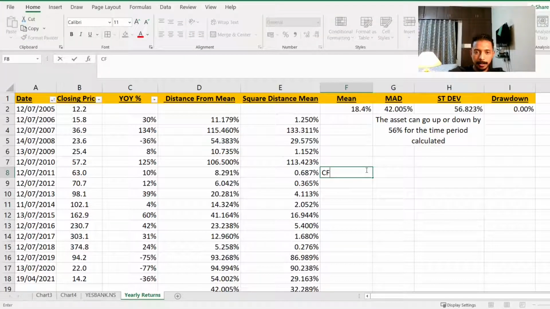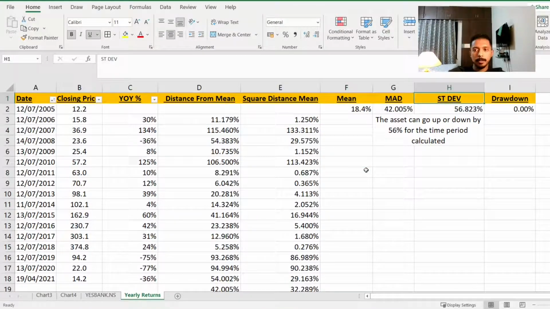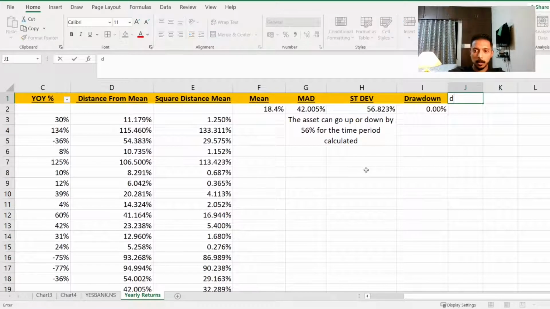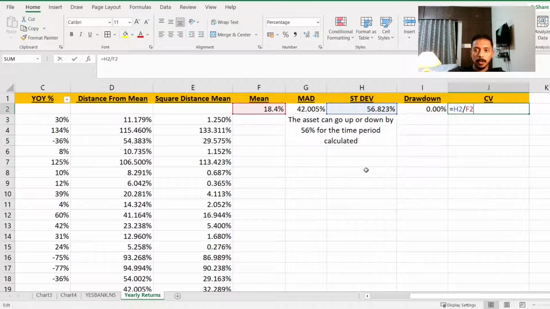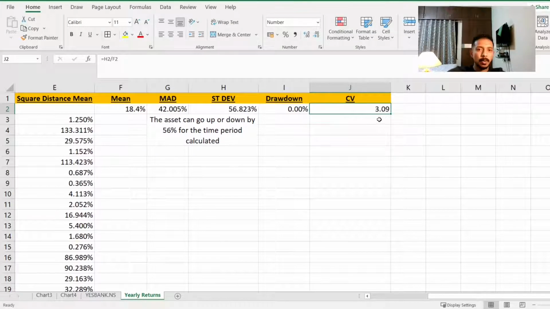I'm going to keep it on the right side itself, so it will be much easier. Coefficient of variation, CV is what I'll call it. And CV is calculated as standard deviation divided by the mean, right? This is obviously taken as a ratio, so it's not a percentage. So 3.09. What this actually tells us is how much standard deviation I am taking for 1% of return.